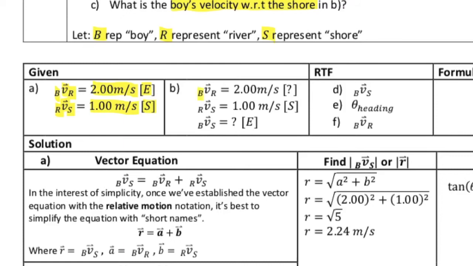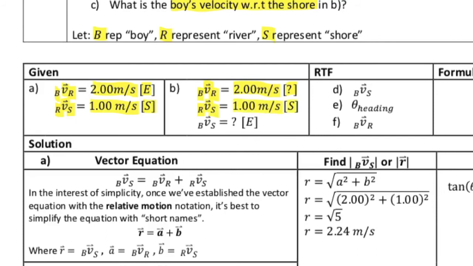The buoy's velocity with respect to the river, we know the magnitude of that. The buoy still can swim at a maximum speed of 2 meters per second. But in part B, we don't know what the direction is. We still have the same velocity with respect to the river and the shore. So the river still has a velocity with respect to the shore of 1 meter per second south. It is still traveling at the same rate.